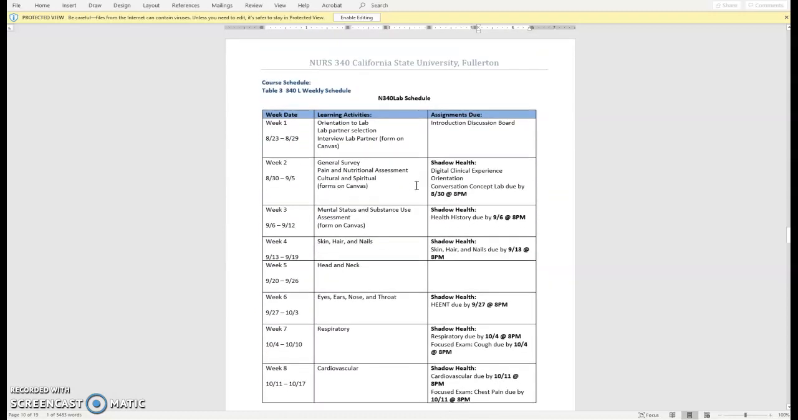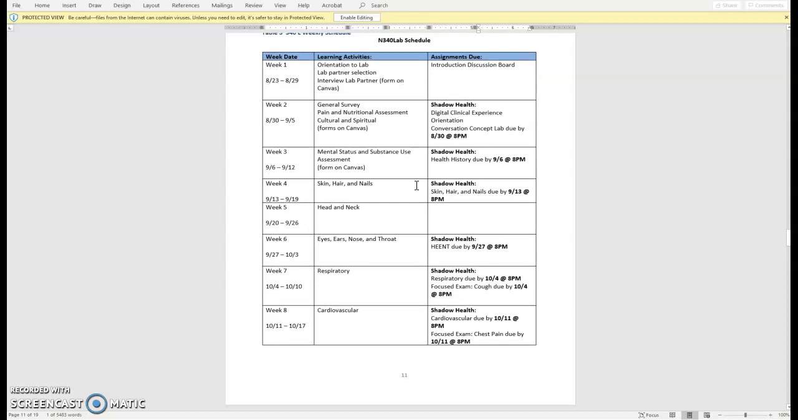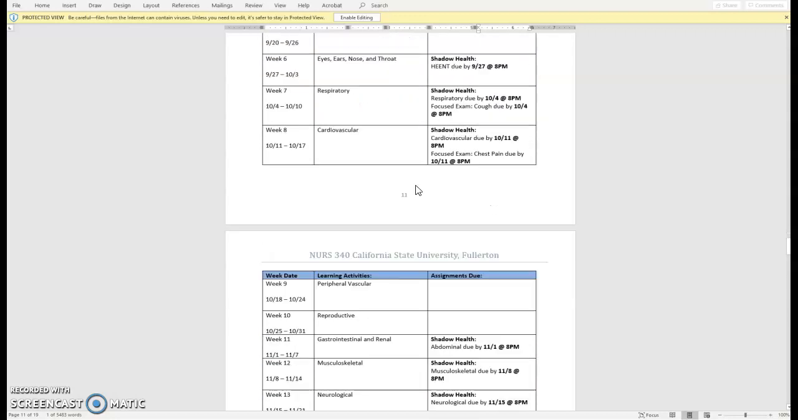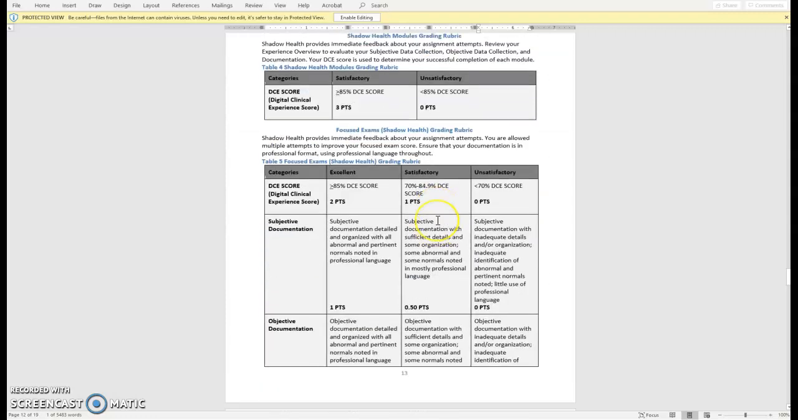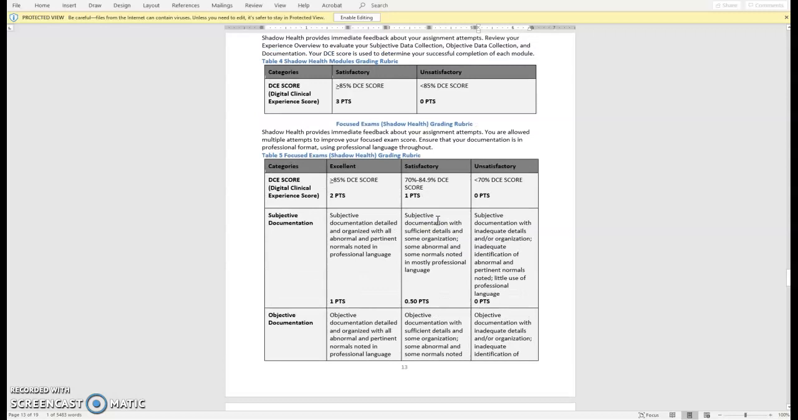For the rest of this, here's our calendar of all your due dates, another place to reference them as you're putting together your schedule. Reminder, we'll have a Thanksgiving break this semester. And then here's your point breakdown. Most of the stuff is 85%. Always shoot for 85% on everything to get full credit.